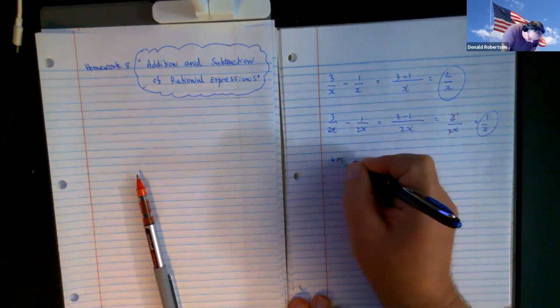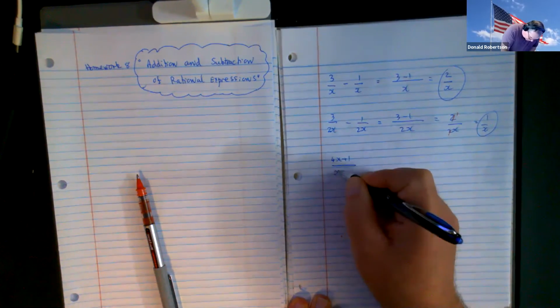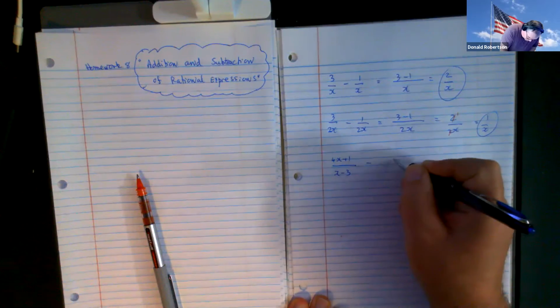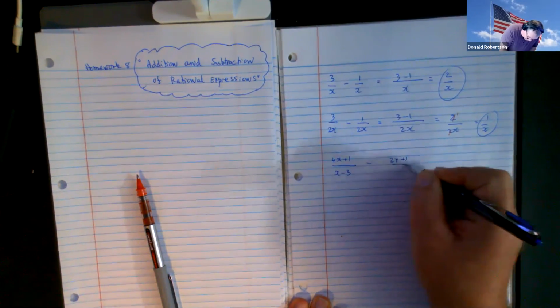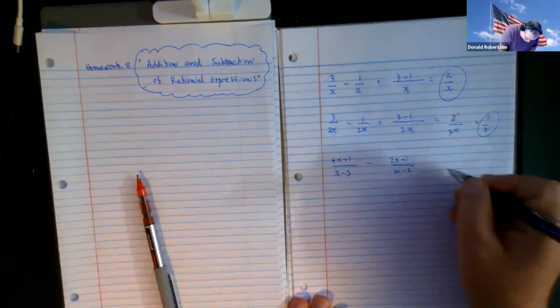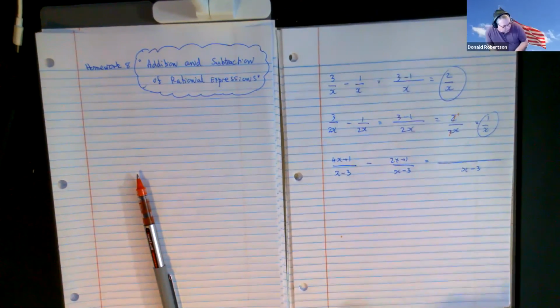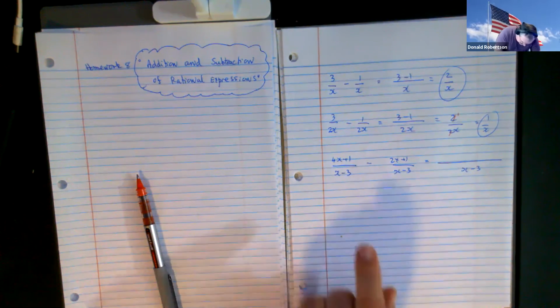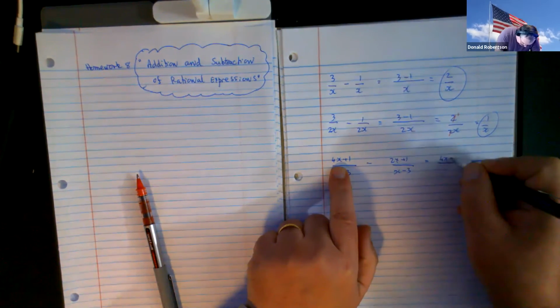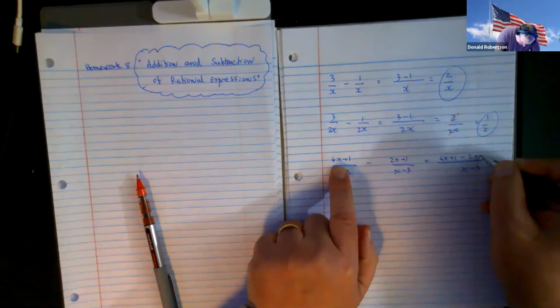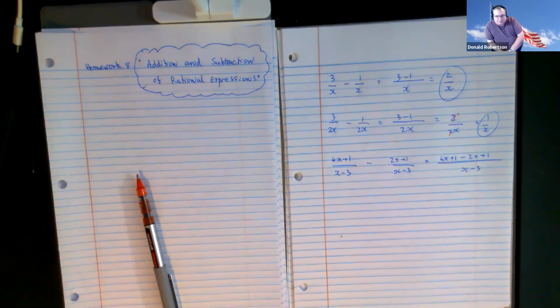Let's do 4x plus 1 over x minus 3, take away 2x plus 1 over x minus 3. And this is where people will make a mistake. Do not write down what I'm about to write down, because it is wrong. It'll look right, but it's wrong. So don't write it down, just watch it. Oh, you take the first guy and you subtract the second guy. But that looks right. And you keep telling me it's wrong.